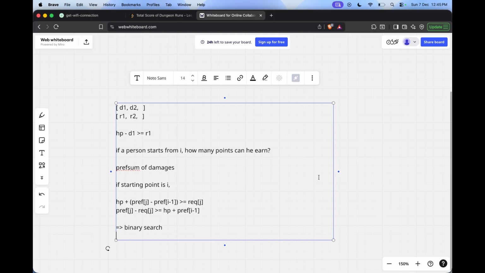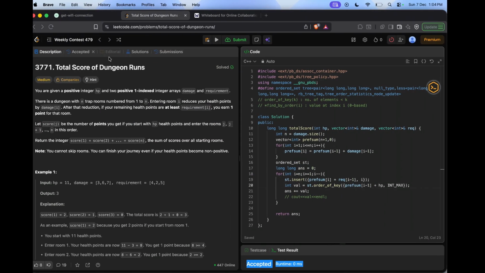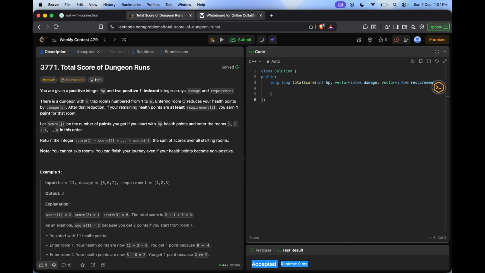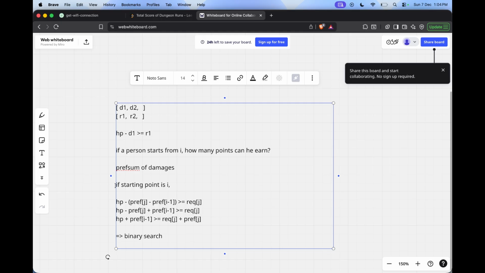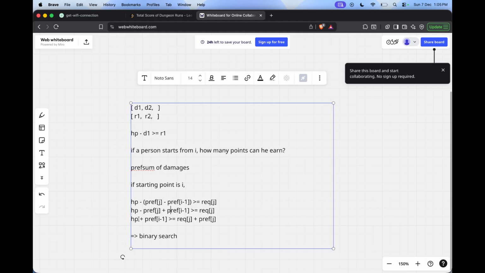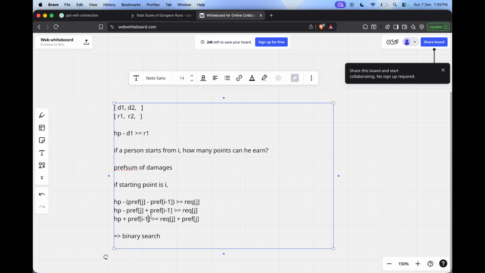So let's move to the implementation. Okay, so really sorry for the wrong sign used previously. Here there should be a minus sign because it is damage we are incurring. In HP, we have a damage of prefix J minus prefix I minus 1, and this new health should be greater than or equal to the requirement of J. So our equation transforms. Open this minus sign, so minus into minus is positive, and bring all the j's to one side. It gives us the equation: HP plus prefix at I minus 1 is greater than or equal to requirement at J plus prefix at J.